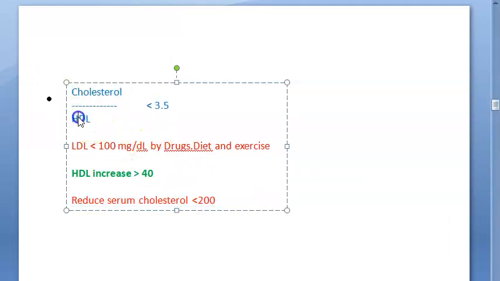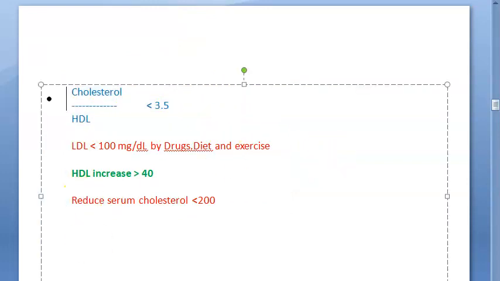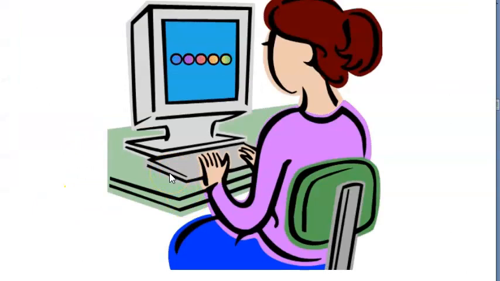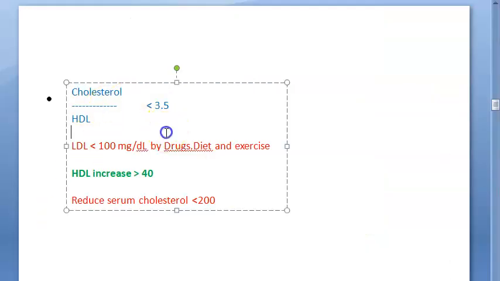So cholesterol divided by HDL. HDL should be more, right? So that time this fraction will become less. So it should be less than 3.5. Cholesterol should be less. HDL should be more. So what will happen? This ratio actually has to be less than 3.5, they are saying. So remember, HDL more, LDL less, cholesterol divided by HDL less than 3.5. Some targets they are there.